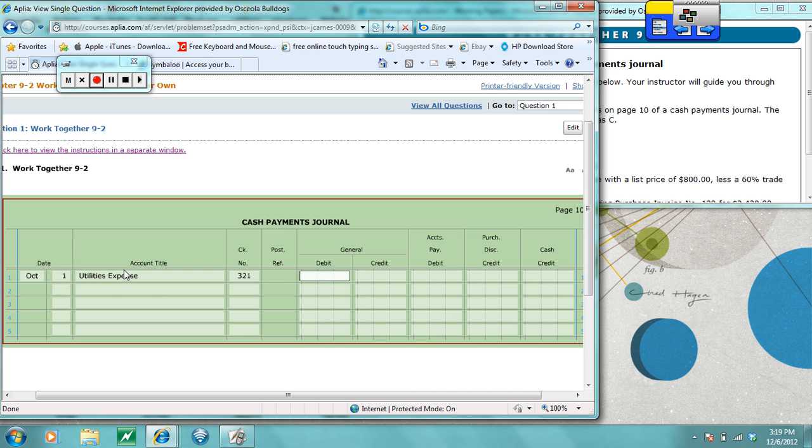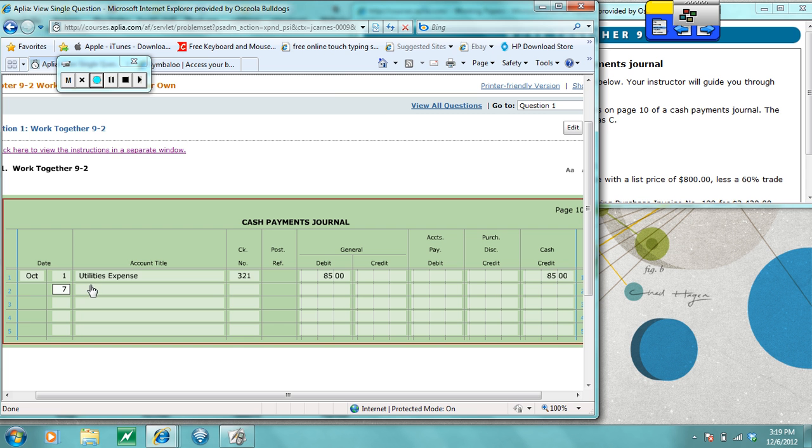Well, do we have a utility expense special column up here? No. So we have to put it in the general debit because all expense accounts are debits until you close them out. And we have to credit the cash because we spent $85. That's all there is to that one. Pretty easy, right? Well, of course, later on you would have to post it, but they're not going to make you do that right now.